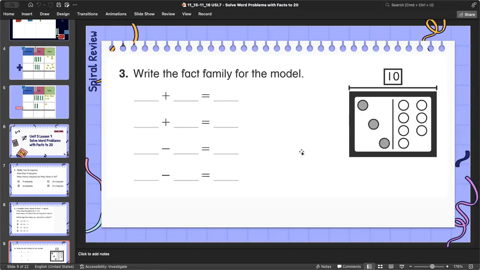Okay, here's your fact families. So your fact family today is 5, 5, and 10. Right? 2 addition and 2 subtraction. 5, 5, and 10.